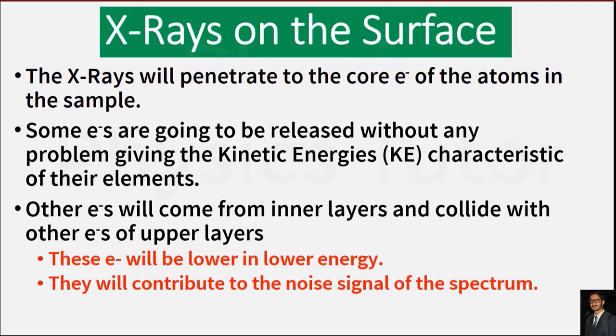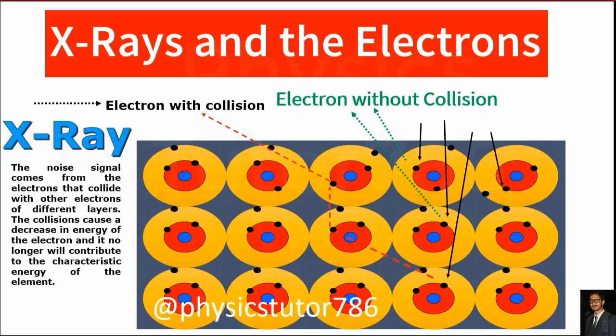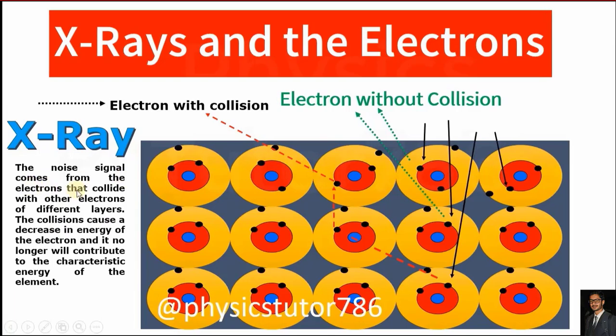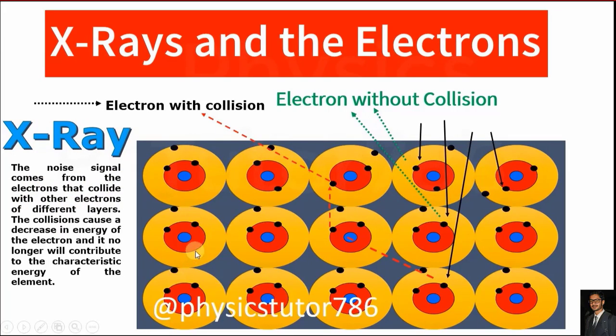See in the further diagram. Here you can see clearly when the electron will collide and when the electron will not collide. When X-rays are incident on a sample surface, the noise signal comes from the electrons that collide. So here you can see three different layers. When these electrons absorb energy from X-rays, they start collision. But when X-rays are not given to them, they have no collision, or minimum collision. We consider it as no collision.